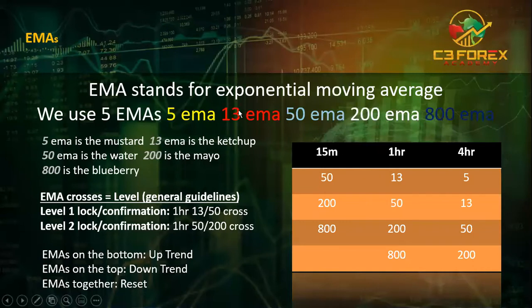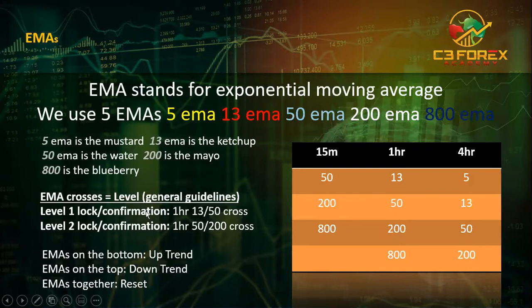So EMA stands for exponential moving average. We use 5 EMAs: the 5 EMA, 13 EMA, the 50 EMA, 200 EMA, and the 800 EMA. The 5 EMA is yellow. We call that the mustard. 13 EMA is red. We call it the ketchup. The 50 EMA is turquoise. We call that the water. The 200 EMA is white. We call that the mayo. And the 800 EMA is navy blue. We call that the blueberry.